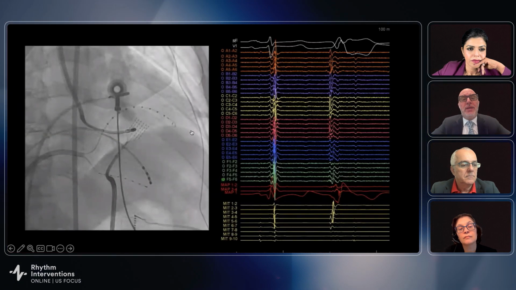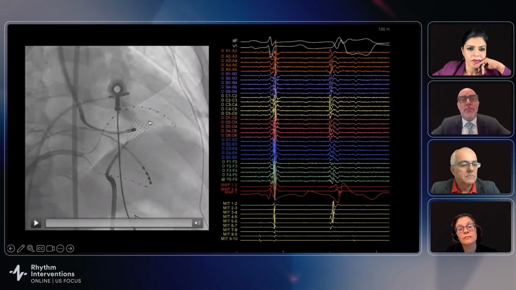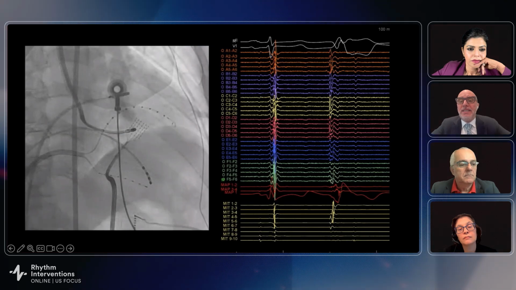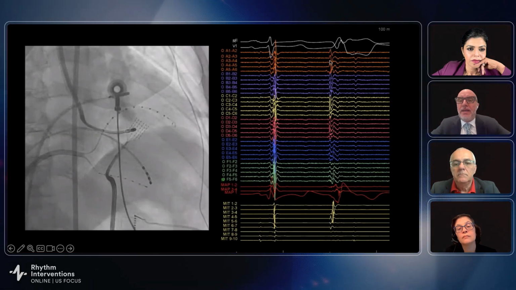So at the end of the day, what we ended up doing was map the epicardium, map the veins, map the endocardium, and you can clearly see here the lineup of the activation.